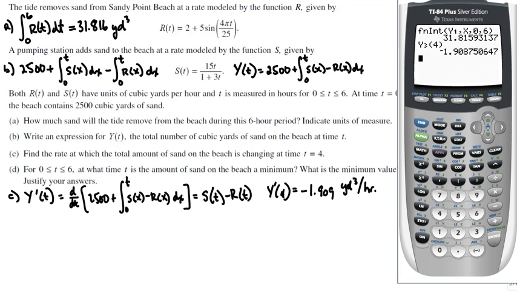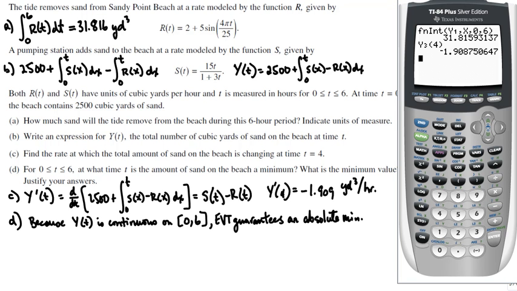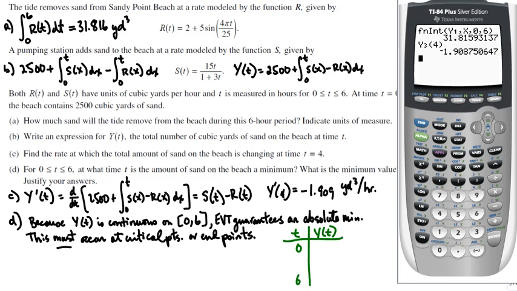let's step back. We have this function y of t, which is the total amount of sand on the beach. And because y of t is continuous on the closed interval from 0 to 6, the extreme value theorem guarantees the existence of an absolute min. And furthermore, this must occur at either a critical point or an endpoint. So I know my endpoints are 0 and 6, and so I'm going to start with a little table showing those endpoints.